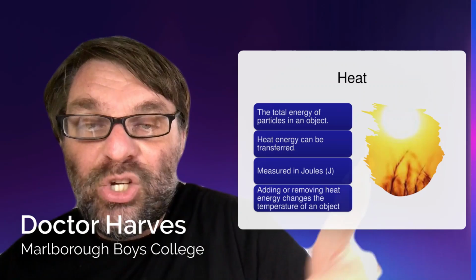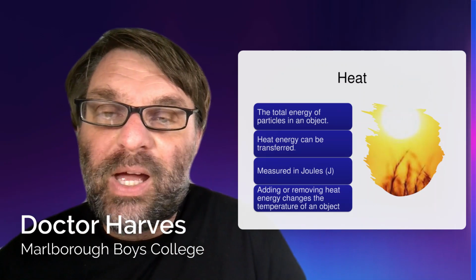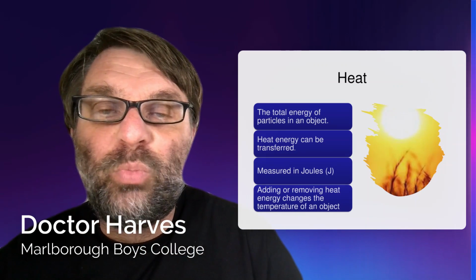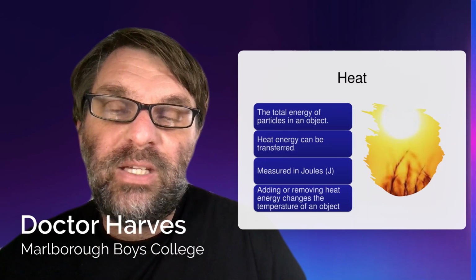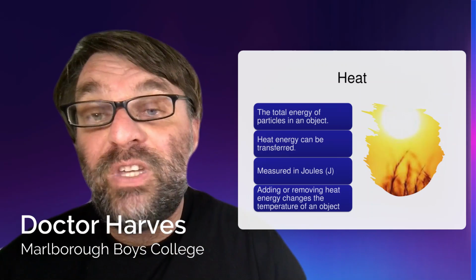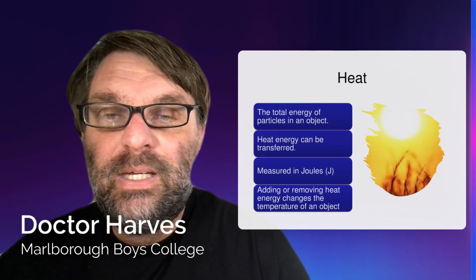So adding heat energy increases the temperature of the object because the particles move around with more kinetic energy, whereas removing heat energy cools down the object because the particles aren't moving as fast, they have less kinetic energy.